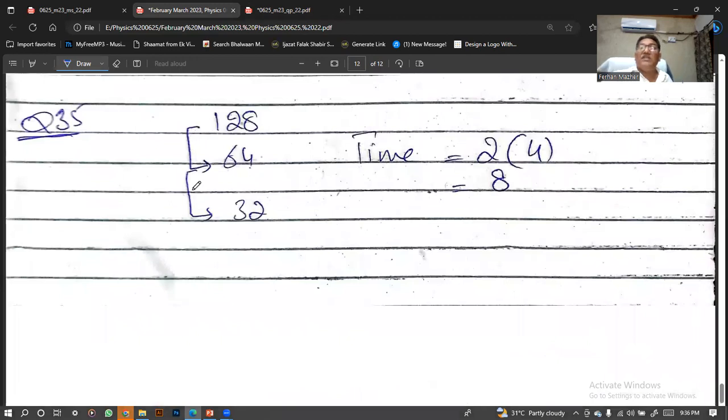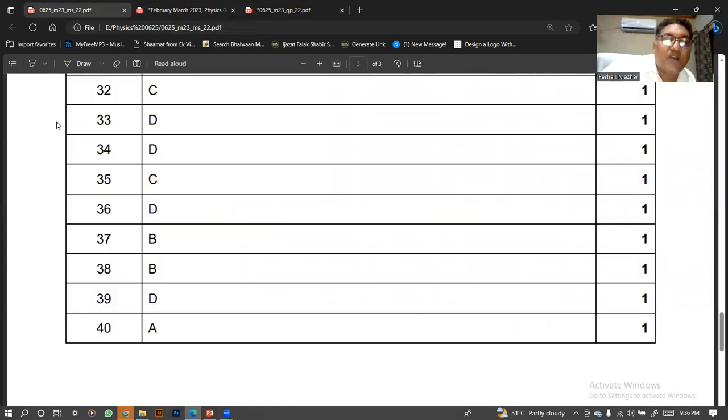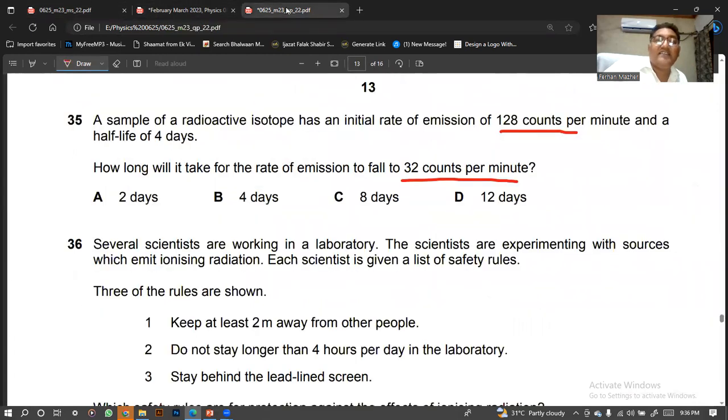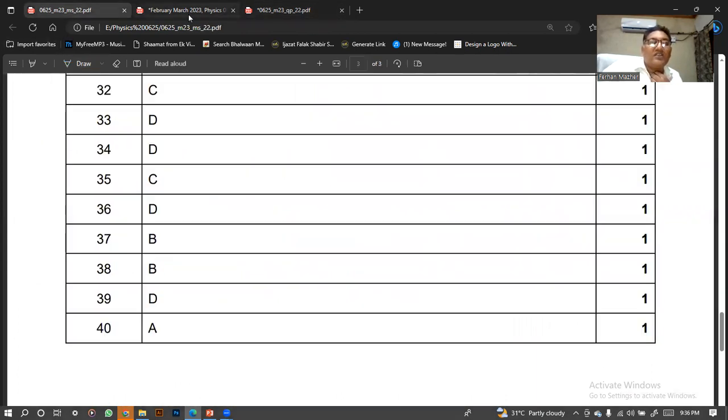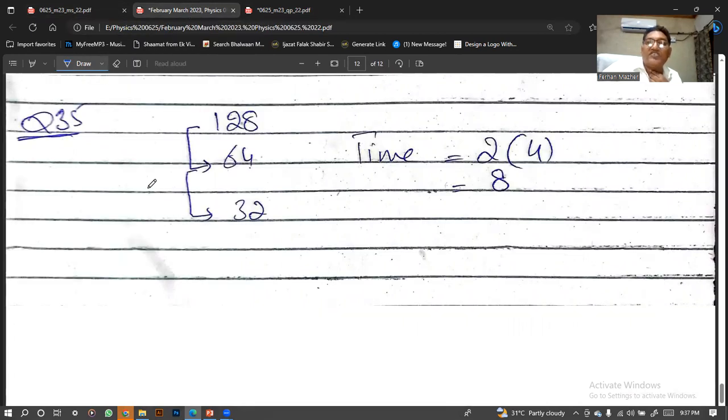So when one half-life passes, from 128 it will go to 64. And when another half-life passes, it will go from 64 to 32. So you can see for this change, it needs two half-lives. One half-life is 4 days. Now there are two half-lives, so 2 times 4 will be 8 days. So I think C is the option, sir. Question 35, C is the right option, sir. This is the solution.